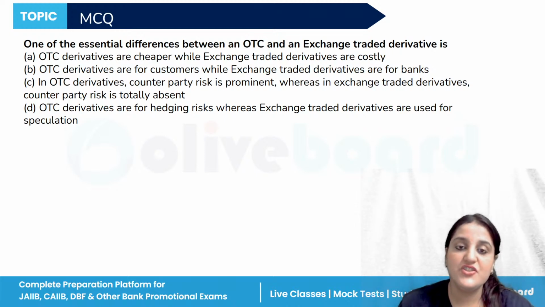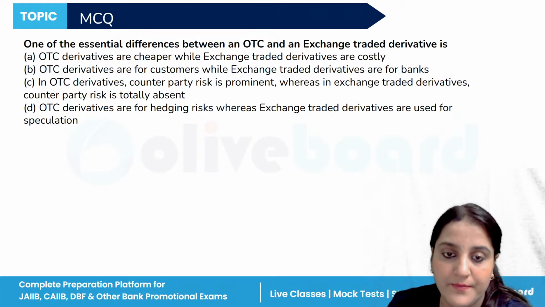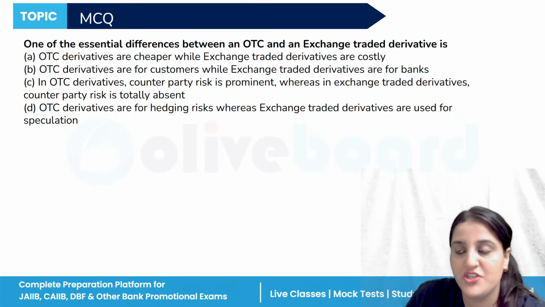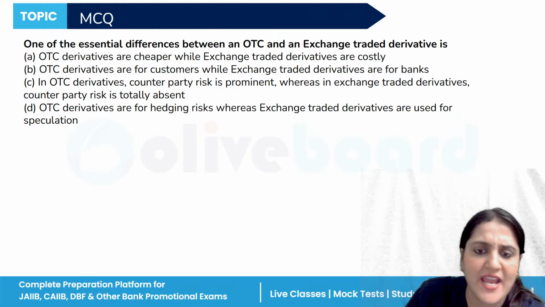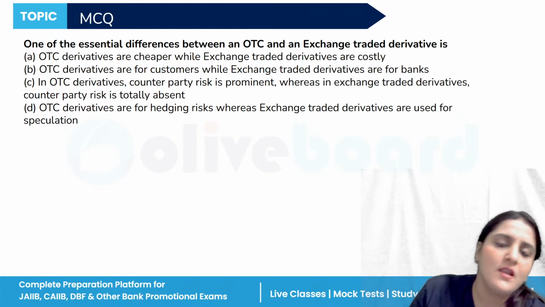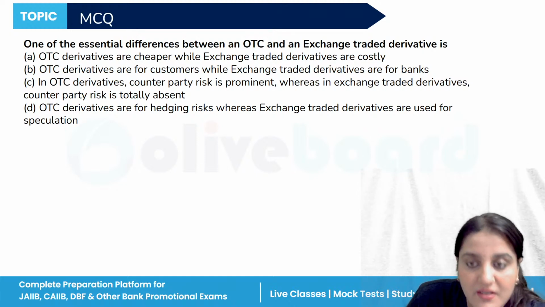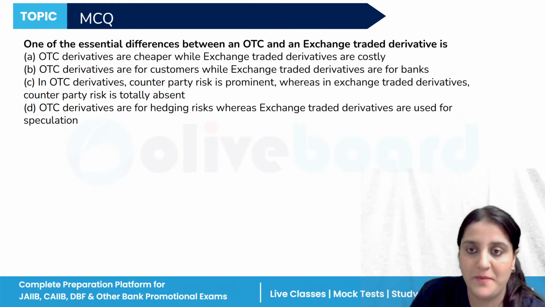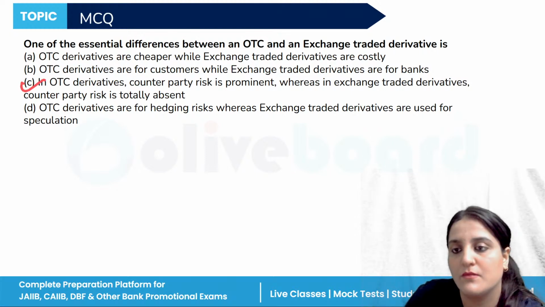What is the essential difference between an OTC and exchange traded derivative? OTC derivatives, over the counter derivatives, are privately negotiated and traded directly between the two parties without any type of exchange. This leads to significant counterparty risk, which is the risk that one party may default on its contractual obligations. So I think option C is correct here.